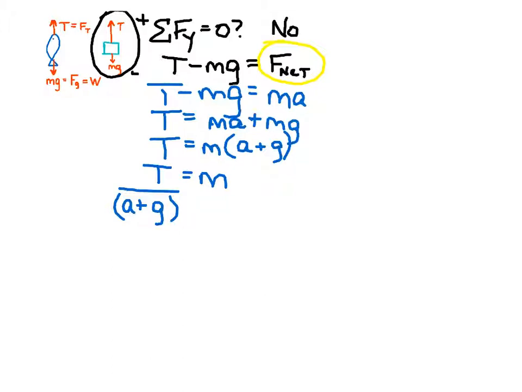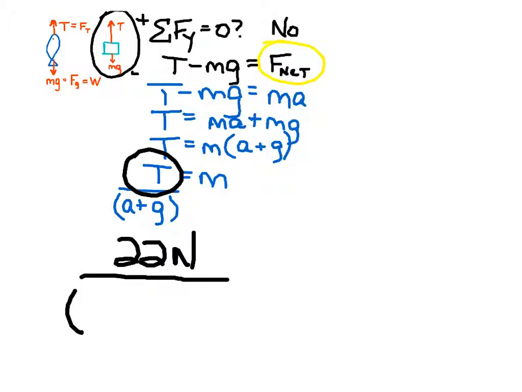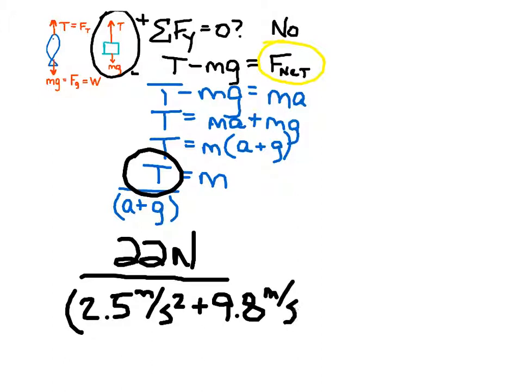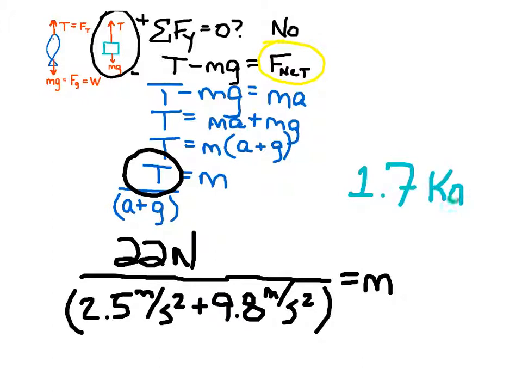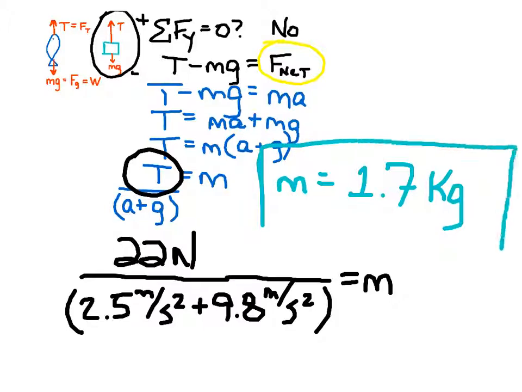So our last step involves a numerical substitution. We know that the max tension here is 22 newtons. That's given to us in the problem. We also know that the acceleration of the fish is 2.5 meters per second squared upwards. We're going to add to that 9.8 meters per second squared, and that's equal to our mass. Plugging those numbers in yields about 1.7 kilograms. So our final answer with correct significance is going to be 1.7 kg, and that's equal to our mass, and we're done.